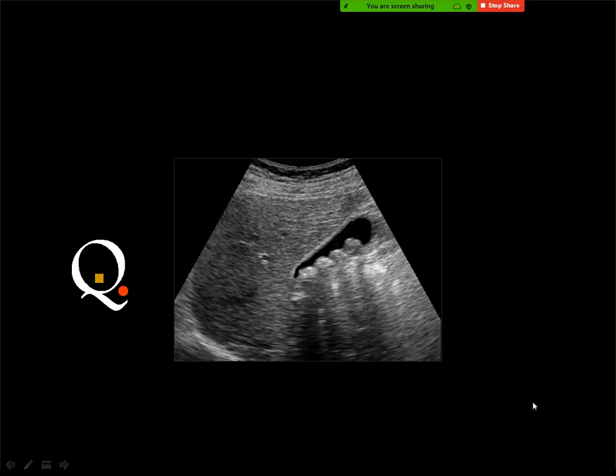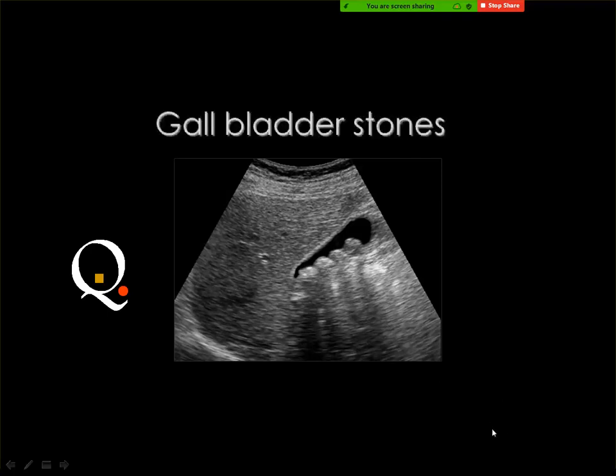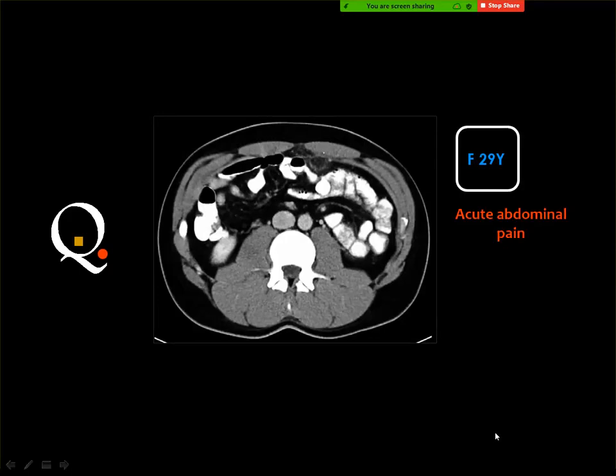Multiple gallstones in the gallbladder. Polyps or stones? Stones. Stones because of the acoustic shadowing. Gallbladder stones. And this patient presents with acute abdominal pain.